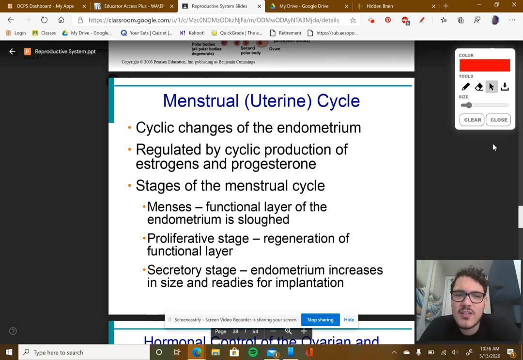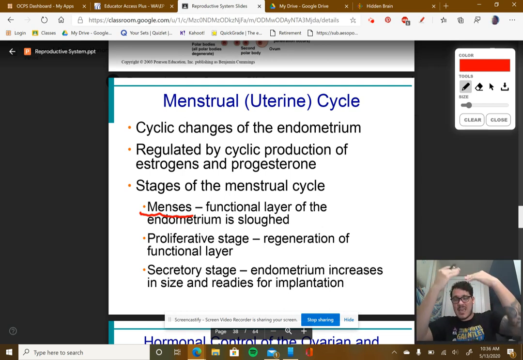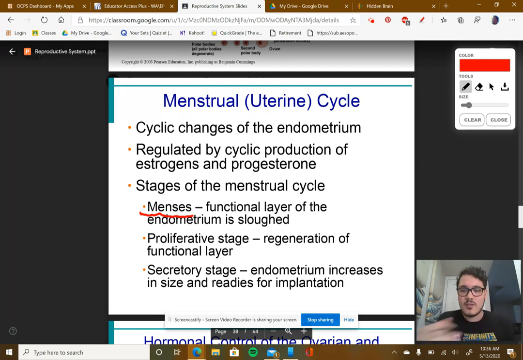Now, there are 3 stages of the menstrual cycle that I do want us to know. So I'm just going to go ahead and underline or circle some of these areas. We have menses. So menses is going to be stage 1. It is when the layer of the endometrium is sloughed. Again, sloughing is literally peeling off that entire layer. And when that entire layer is peeled off, it is, of course, going to cause a little bit of blood to release too. And it will just exit out of the vagina.